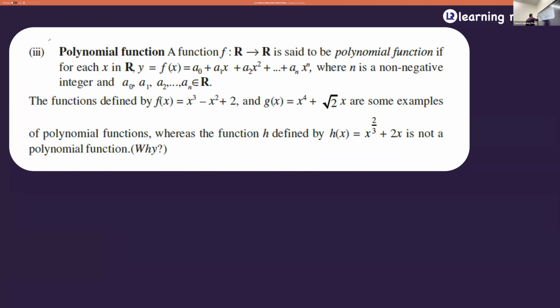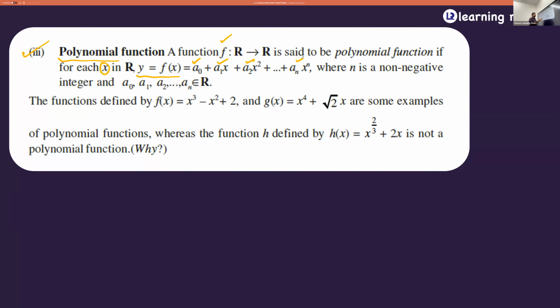So the third type of function that we are going to see is a polynomial function. This is something you have learned in your lower grades. You learned it under the name polynomial; you're just adding a tag to it called function. So, polynomial function: if we define a function f mapped from real numbers to real numbers, you can call it a polynomial function if for every x that you take from the domain, you define y is equal to f of x such that f of x is a0 plus a1x plus a2x square and so on till an x power n.